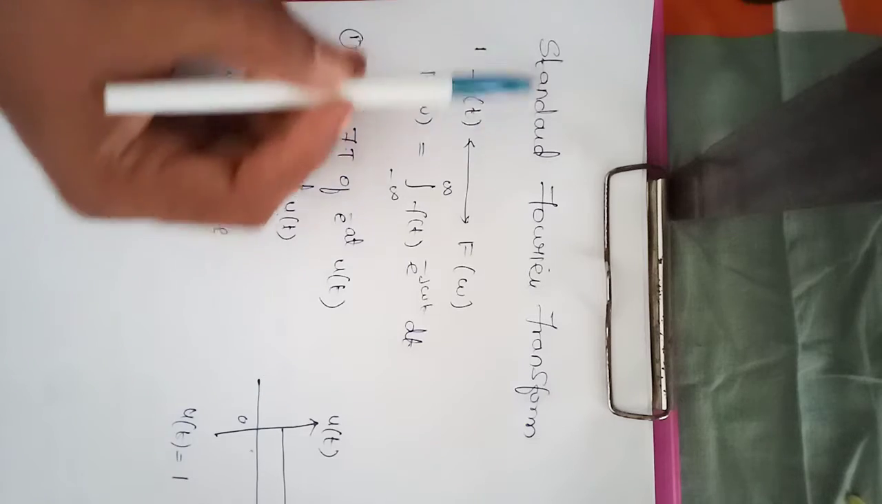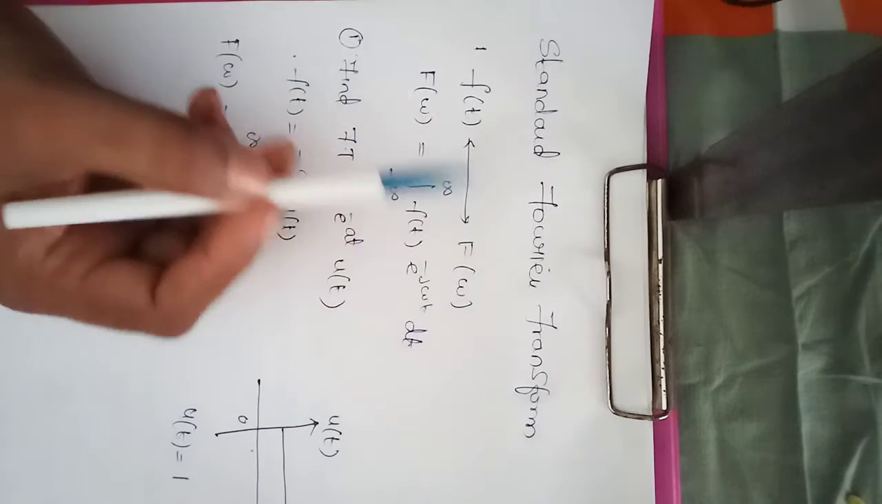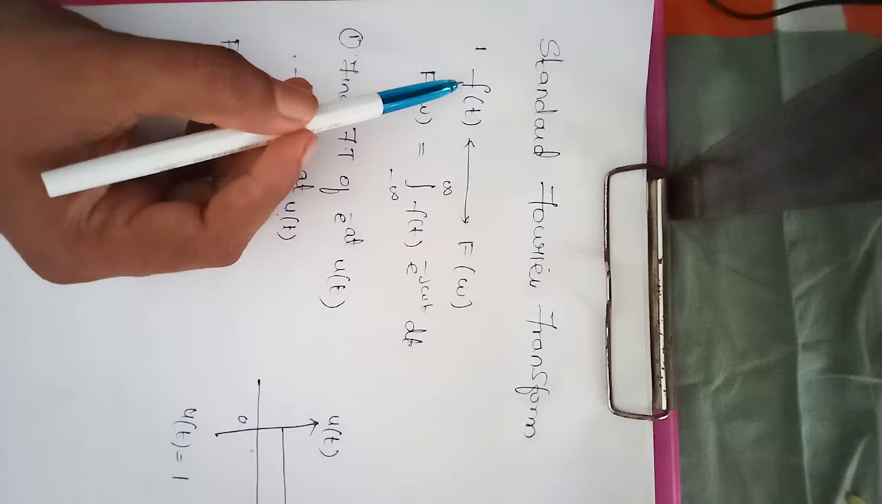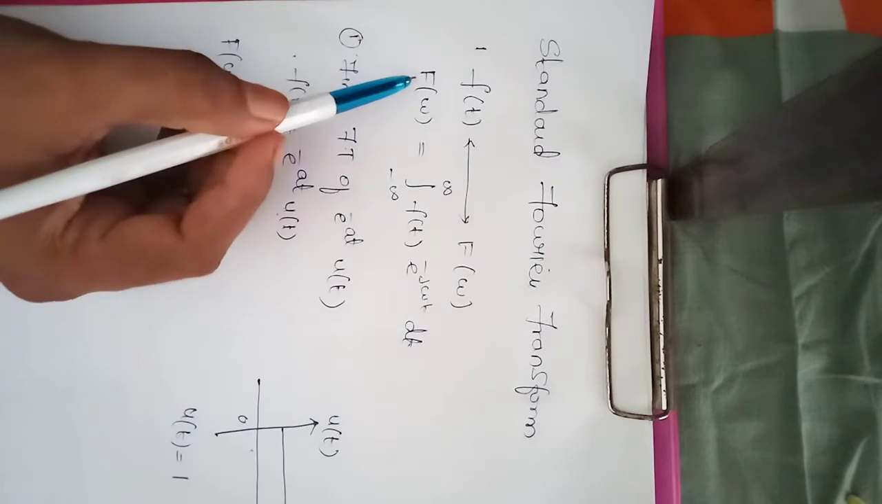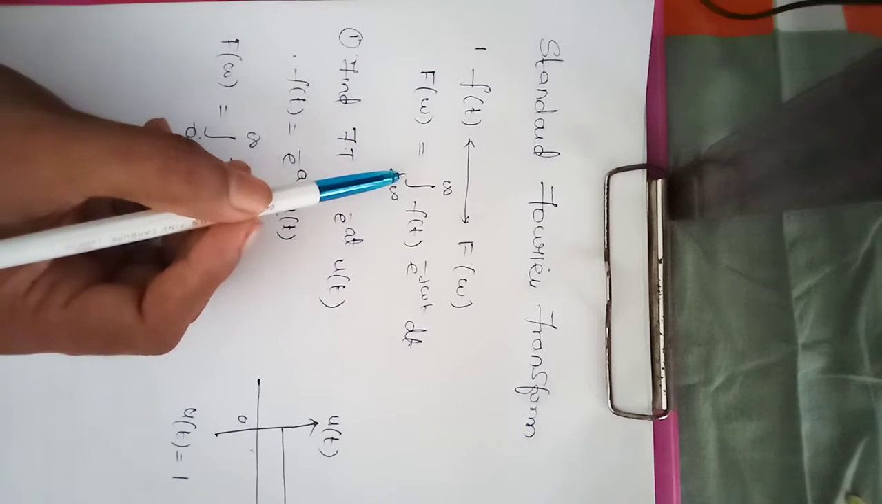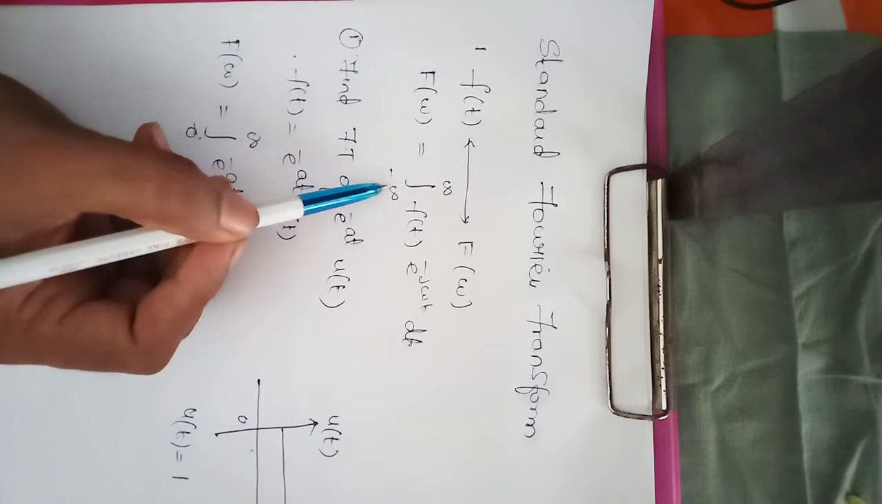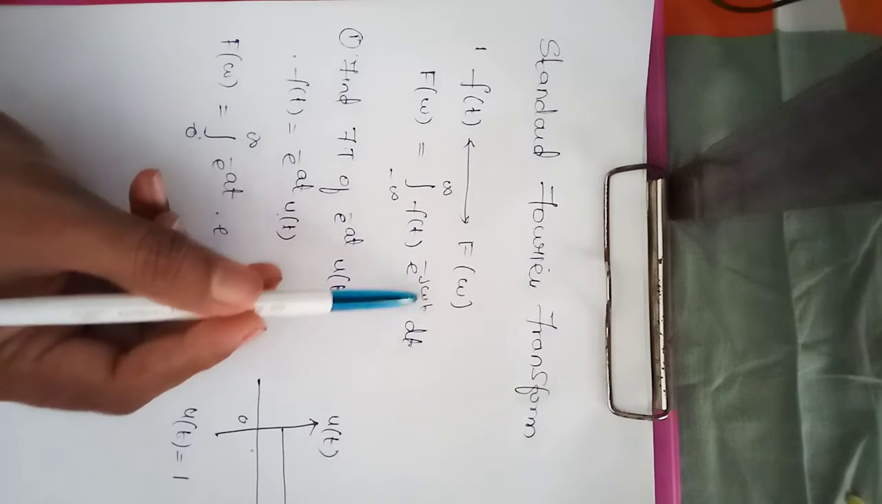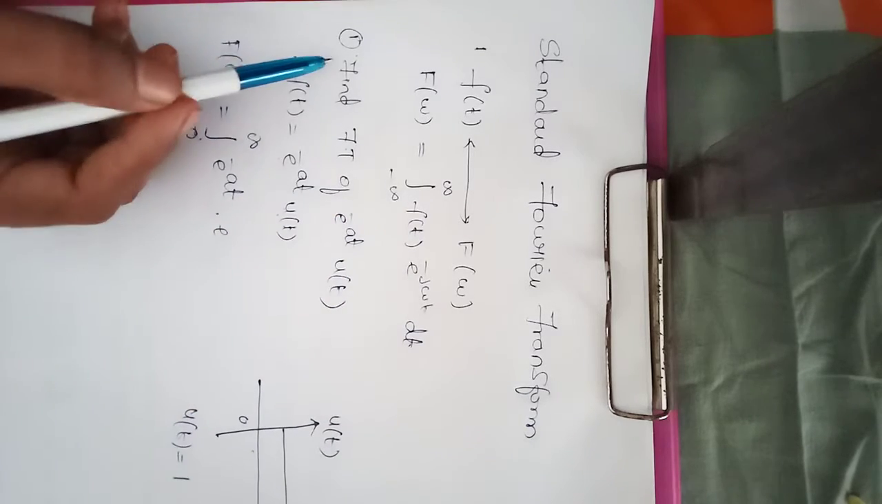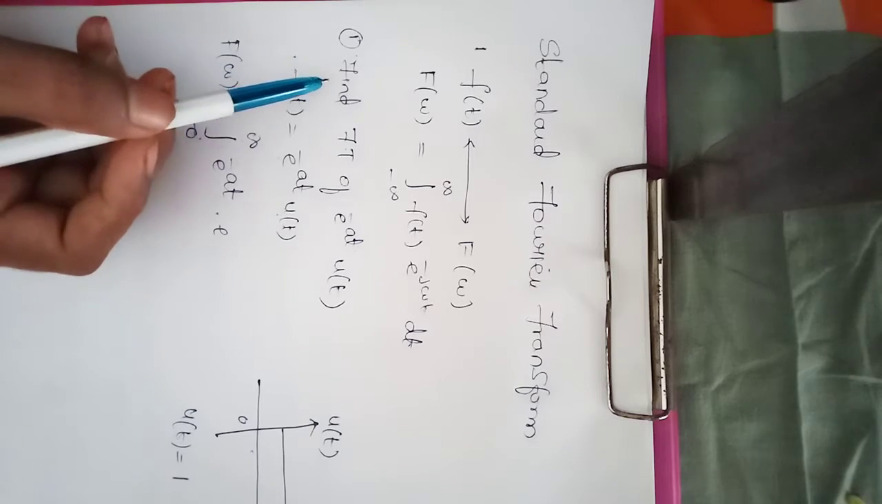We shall be seeing the standard Fourier transform. For it, first we'll write the formula. f(t)'s Fourier transform is F(omega), where F(omega) is written as the integration from minus infinity to plus infinity of the function f(t) e power minus j omega t dt. Now I want to find some standard functions.